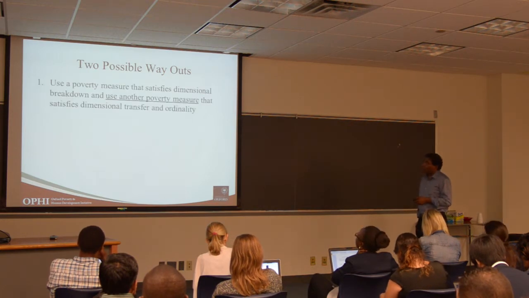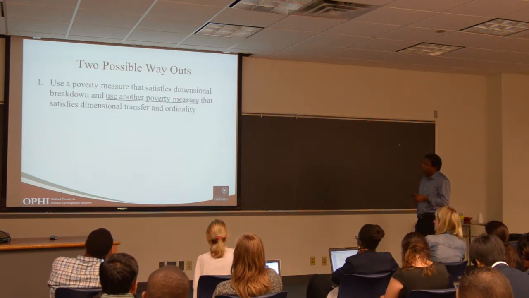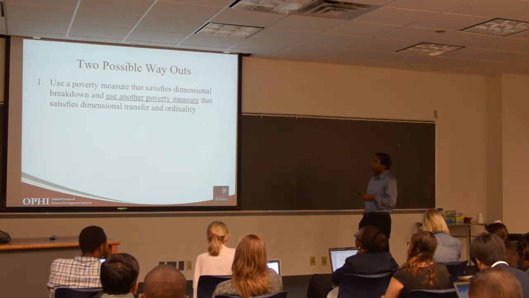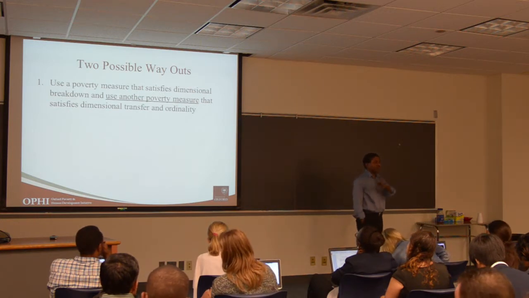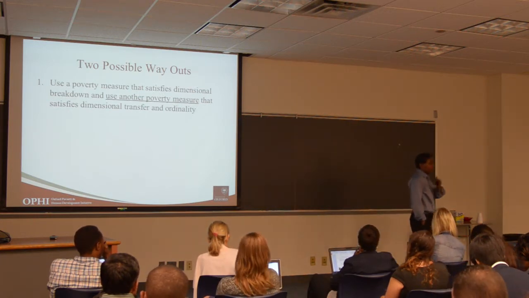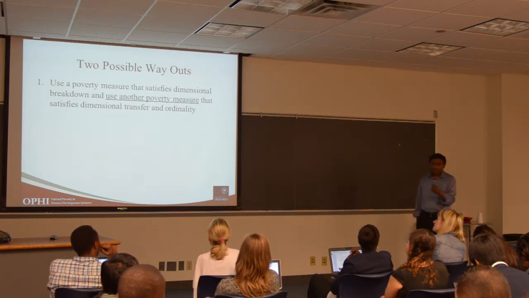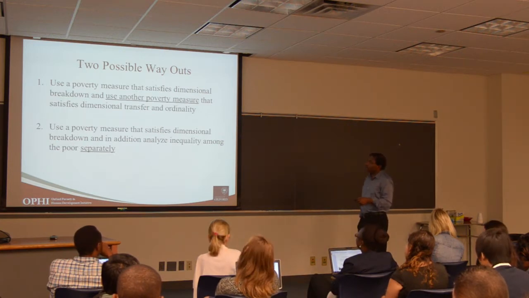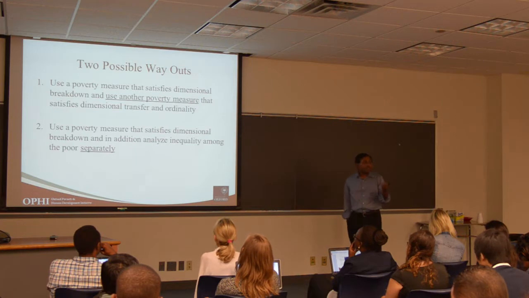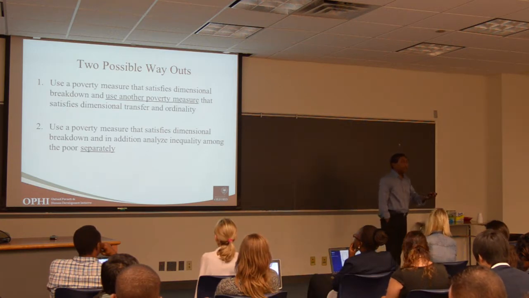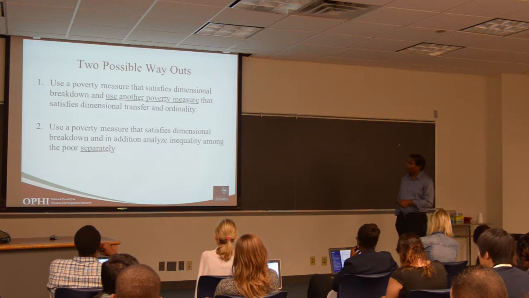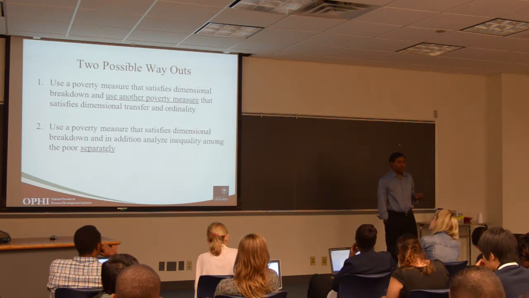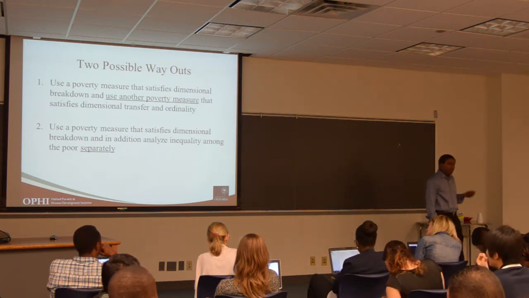Two possible ways out. One is to use a poverty measure that satisfies dimensional breakdown, and then use another poverty measure which satisfies dimensional transfer and ordinality, and just play with two different poverty measures. Of course, the concern is which one you want to put more weight on. Again, a normative judgment. There could be a second way out where you could say, you know what, I'm going to use dimensional breakdown, but instead of confusing others with an additional poverty measure, I may want to capture inequality among the poor separately. And it's your choice, whichever you feel is more important to you.